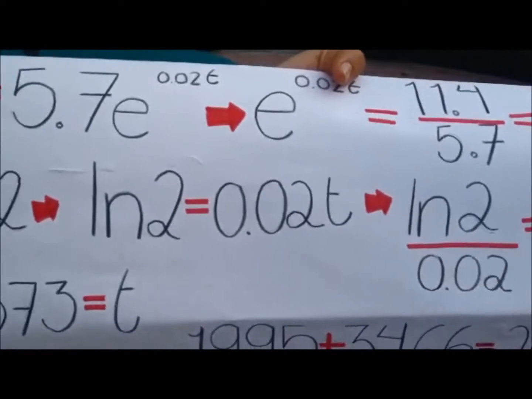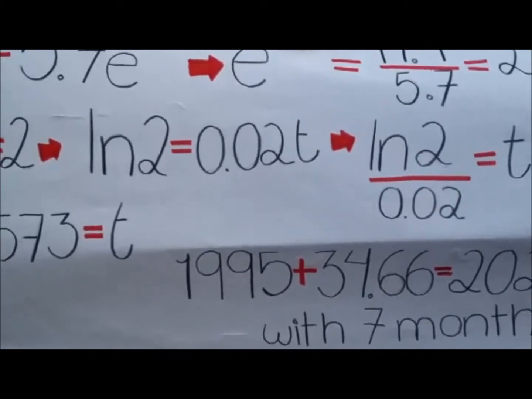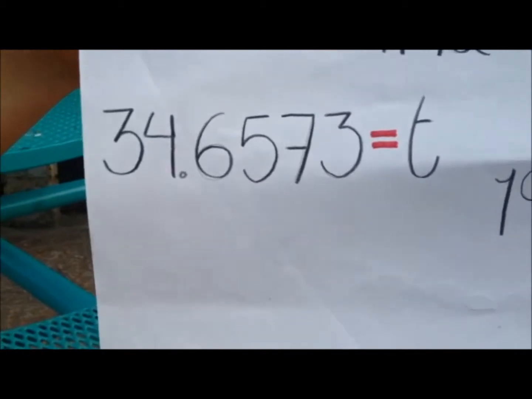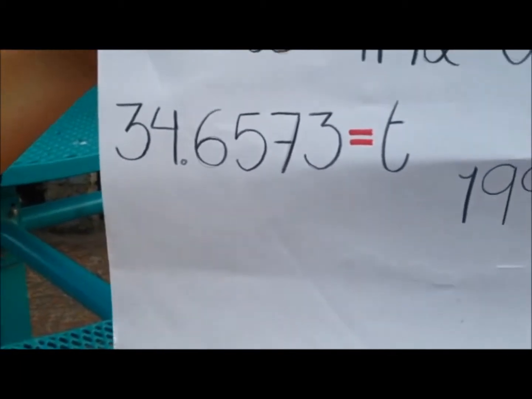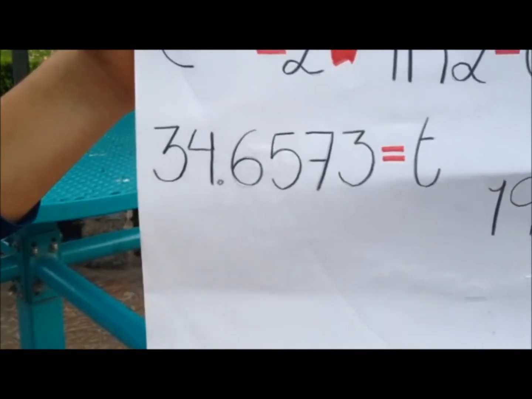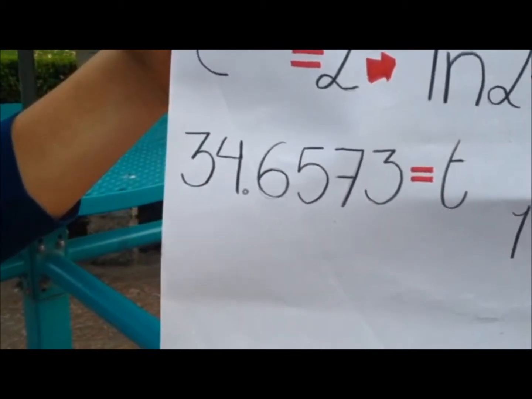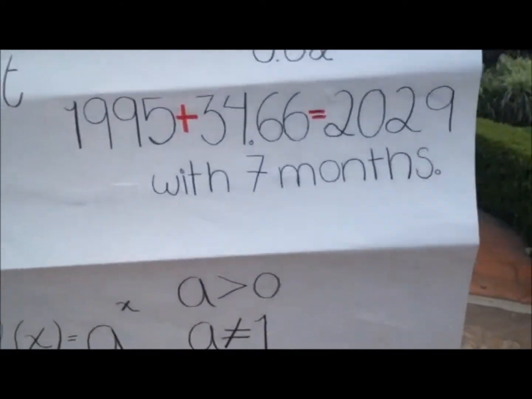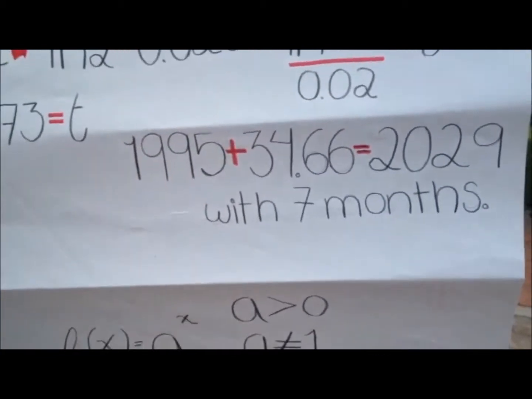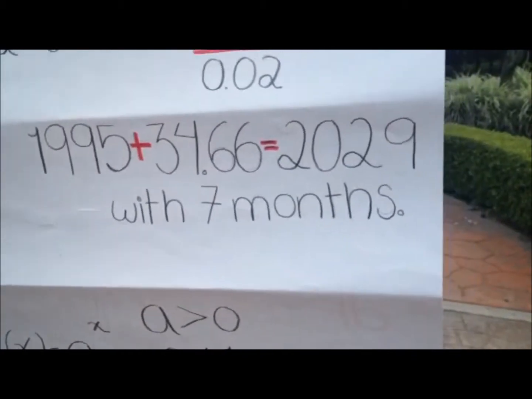So we're going to pass all the constant terms to the other side of the equation, and we're going to pass the 0.02 that was multiplying t, dividing. With the help of our calculator, we could know that the natural logarithm of 2 divided by 0.02 is equal to 34.6573. So this is going to be equal to t. So we're going to add this 34.66 plus 1995, and we're going to have that the year when the population will double is going to be 2029.